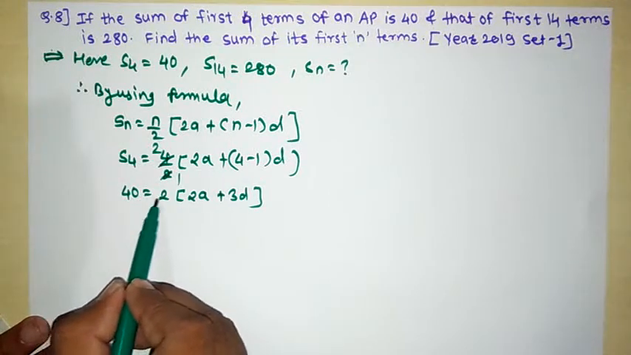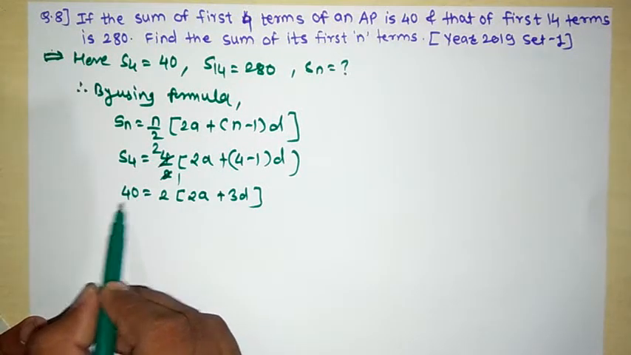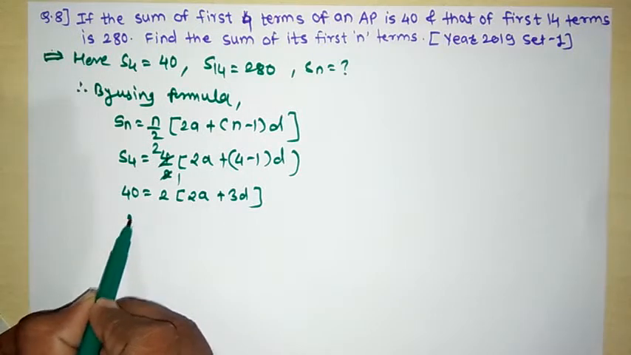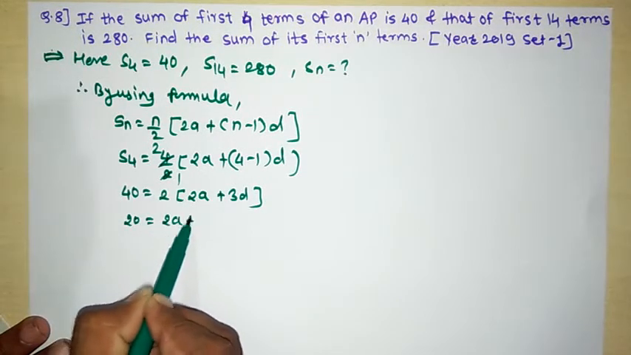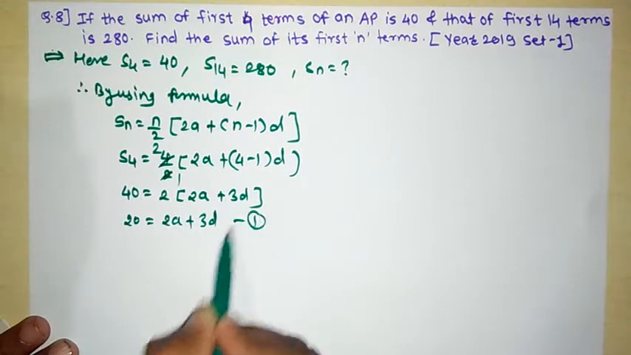Now send this 2 towards this side, it will go to the denominator and it will divide the 40, that is 40 divided by 2 is equal to 20. We will get 20 is equal to 2a plus 3d. Write it as equation number 1.